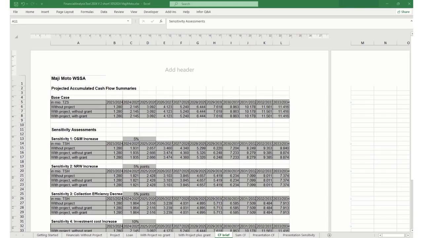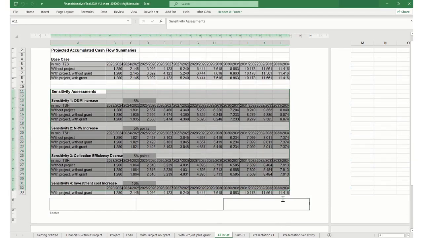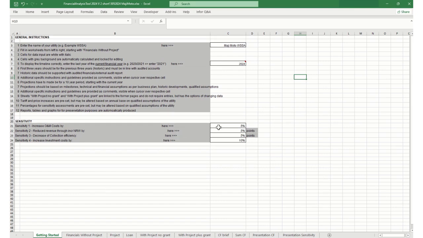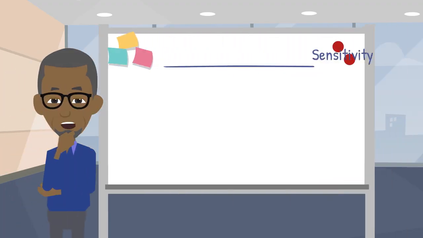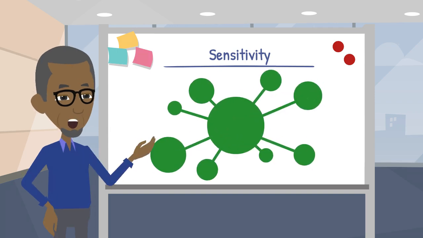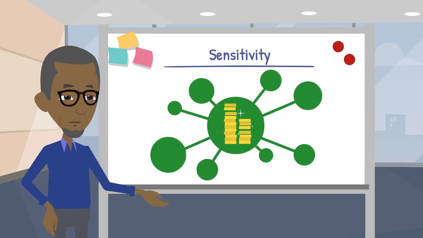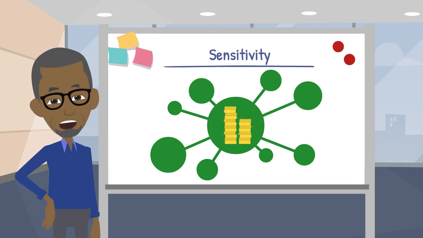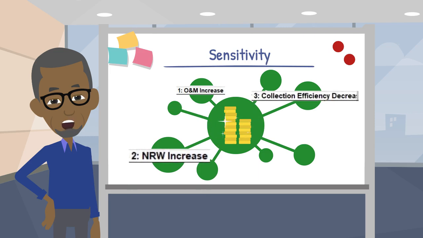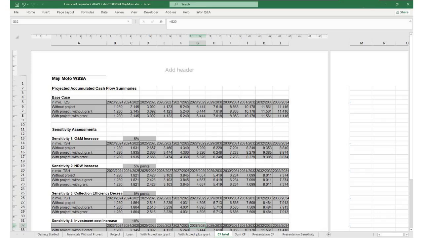Below, you can see the sensitivity analysis. The sensitivity has been calculated with the preset values from the first sheet. But what is the sensitivity? Basically, it is a way to evaluate how different variables affect your cash flow. In our case, we are looking at O&M cost increase, NRW increase, collection efficiency decrease, and at the increase of investment costs. So, if all of your projections are correct, your cash flow will develop according to your base case.